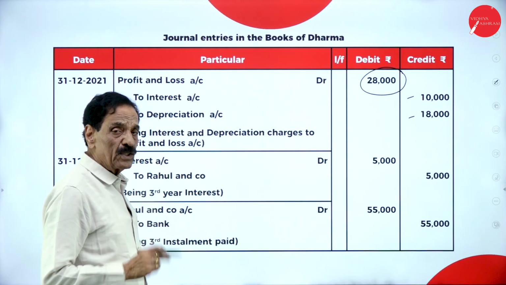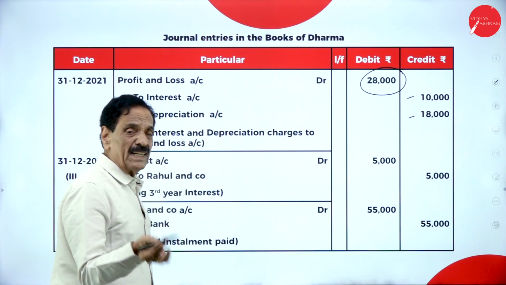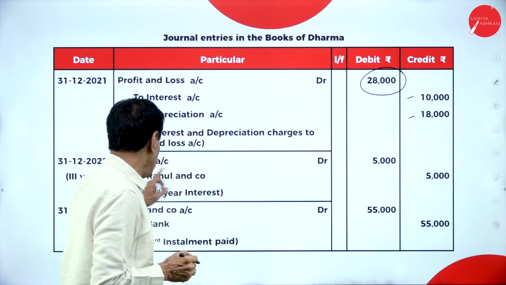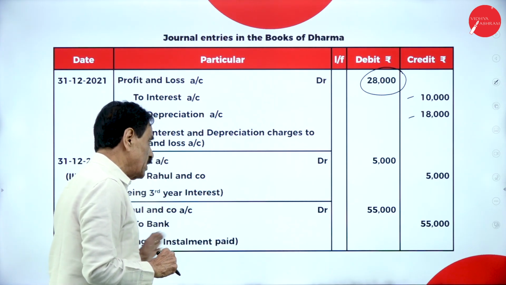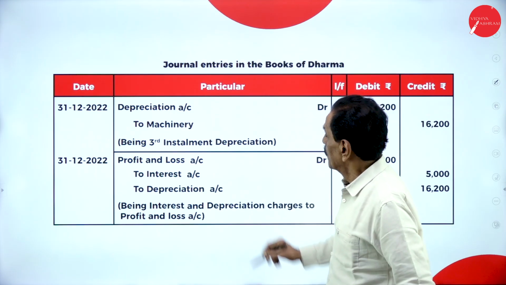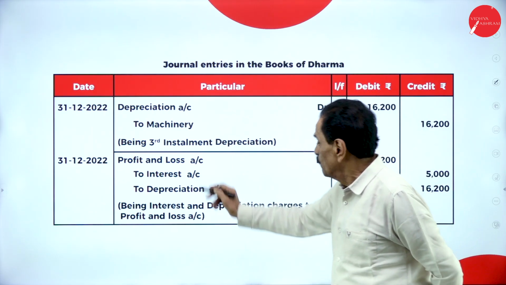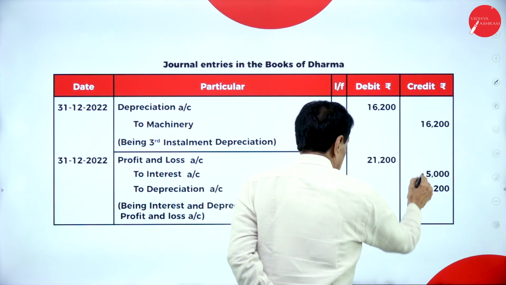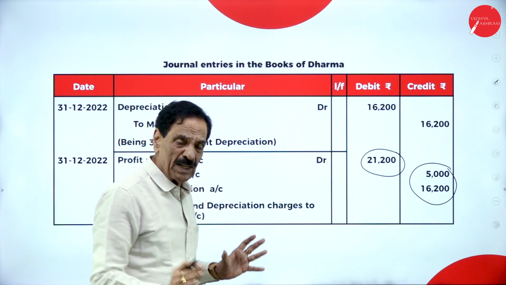Go to the third year. Start with interest. Interest account debtor to Rahul and Company. What's the entry? Interest account debtor to the hire seller. Who is the hire seller? Rahul and Company. Interest account debtor to Rahul and Company 5,000. Pay that installment. Rahul and Company account debtor to bank account 55,000. Then charge the depreciation. Depreciation account debtor to machinery account 16,200. Profit and loss account debtor to interest account, to depreciation account, 16 plus 5, 21,200. See, very simple, no complication at all.